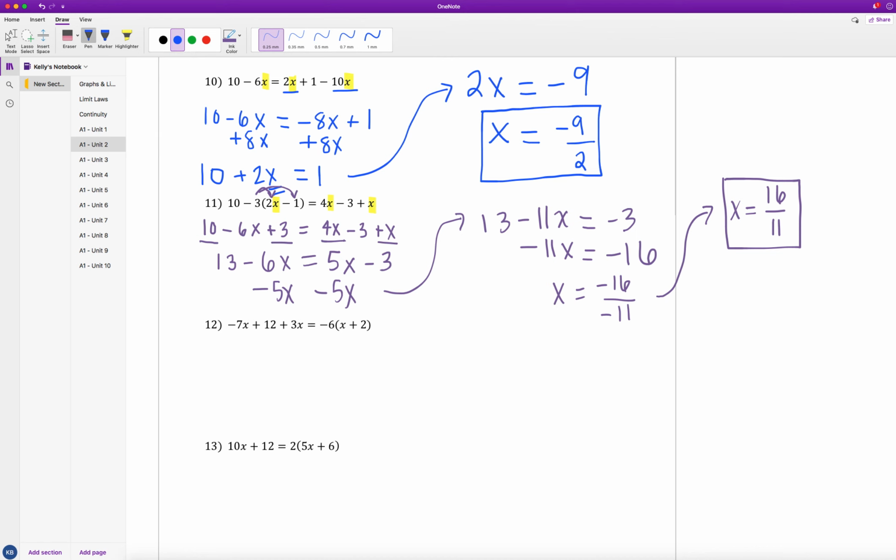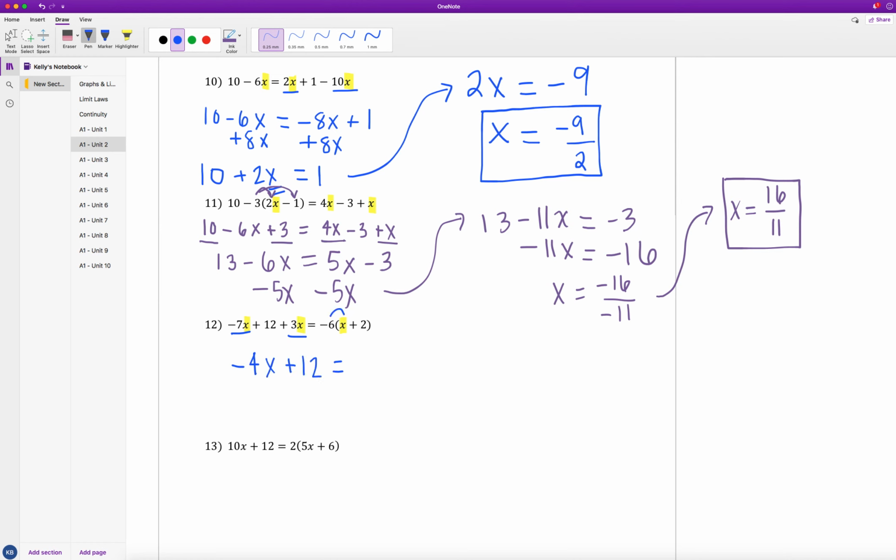Okay, let's check example 12. So example 12 is similar to the prior two because I again have multiple places with this x. So I've got 2 on the left, 1 on the right side. So the first thing I want to do is combine any like terms that I can on the left hand side. So on the left-hand side, negative 7x and 3x can get combined together, and negative 7 plus 3 will end up giving me negative 4x plus 12.